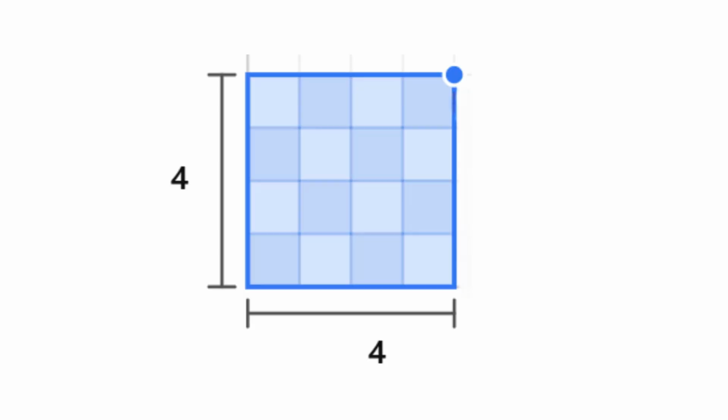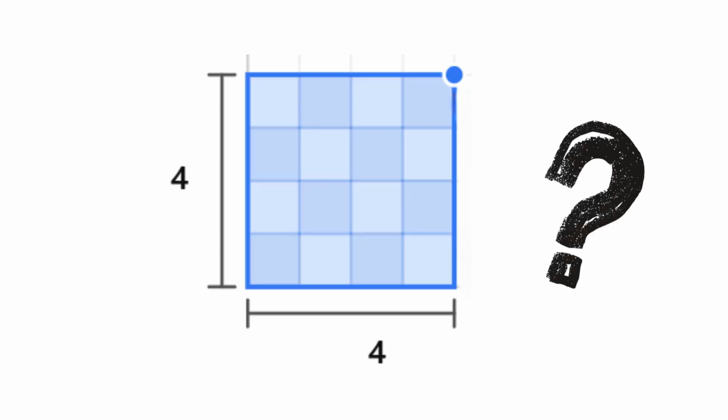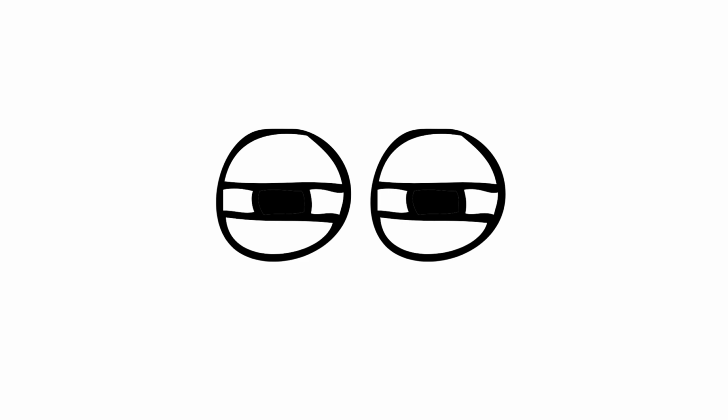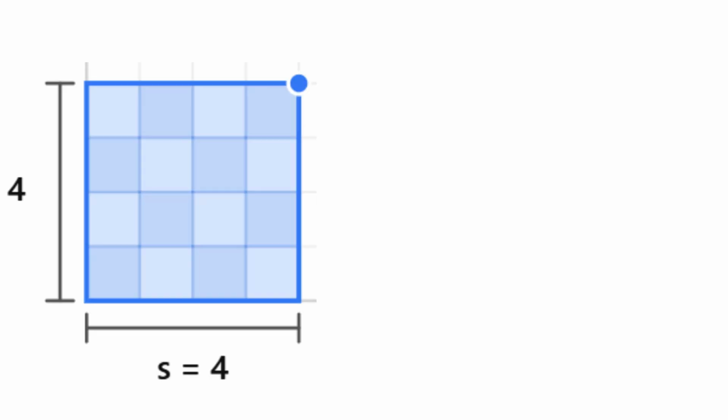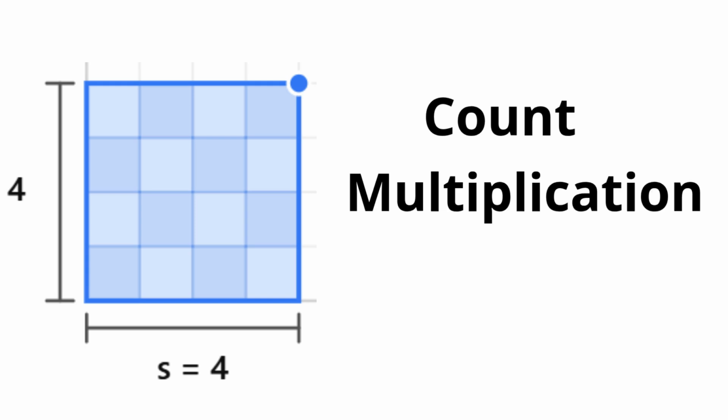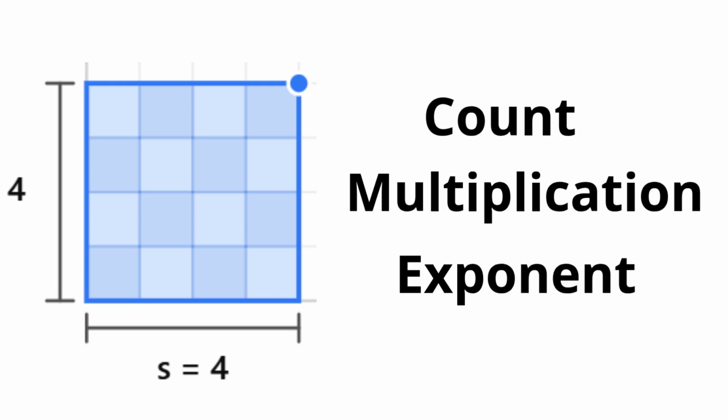Have you ever wondered why mathematicians sometimes write a small number above another number? For example, what does this mean? 4 squared. And why is it connected to a square-shaped grid? In this lesson, we're going to start with something you can see. We'll explore square grids, discover a faster way to count them, and then learn how this connects to multiplication and exponents. By the end of this lesson, you'll understand exactly what it means to square a number.